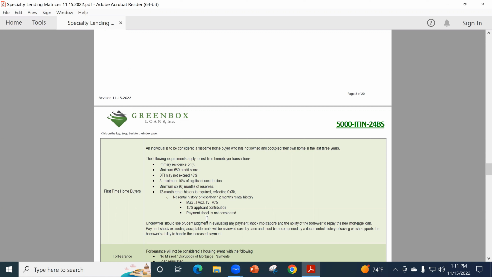10% must come from the borrower, and 6 months reserves as well. The one thing to keep in mind here is typically if you don't have housing history, it'll be max 80 LTV. But on this one, if you are a first time home buyer, it will be 70, and 15% of the funds has to come from the borrower.